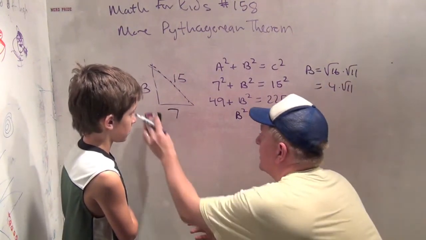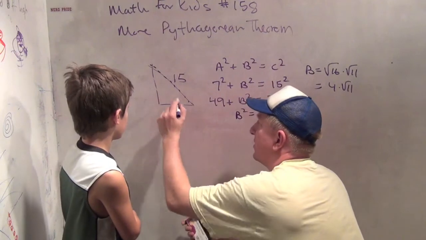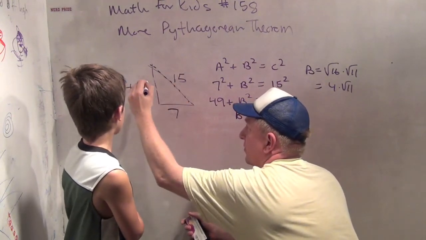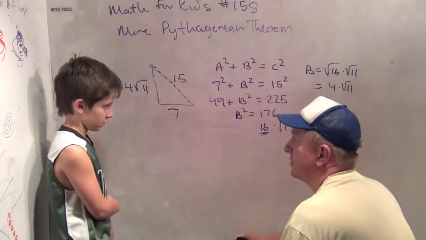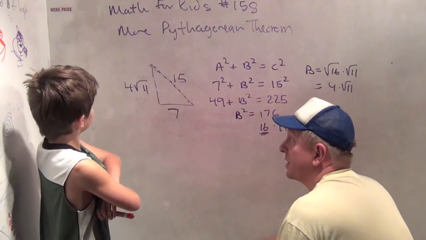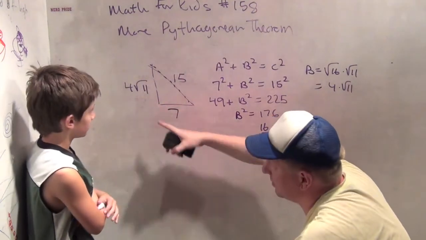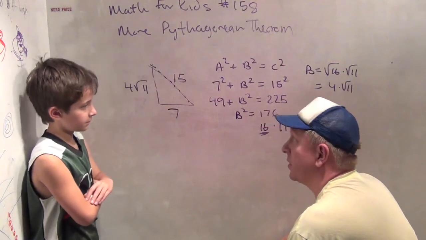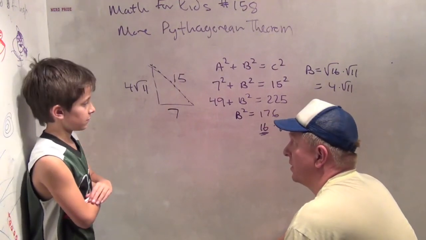Okay, so this is a triangle that is 7. If the hypotenuse is 15, this is 4 times the square root of 11. So sometimes it doesn't work out so nicely. I mean, actually, that's not that complicated, right? It's just a square root. But it's not always integers.